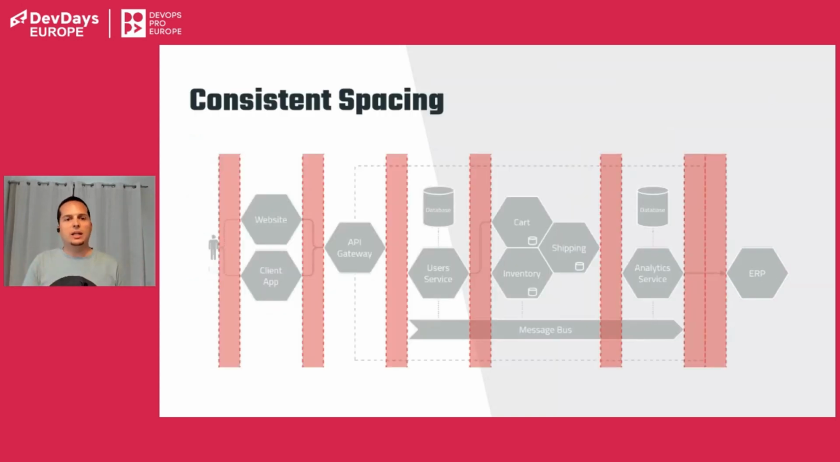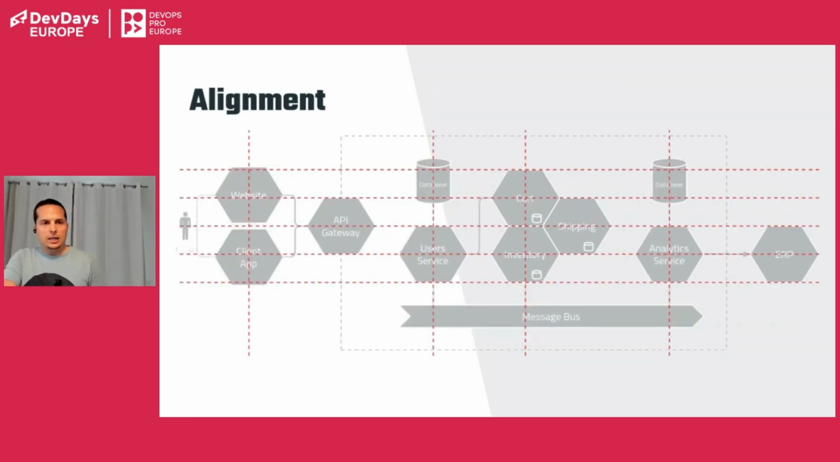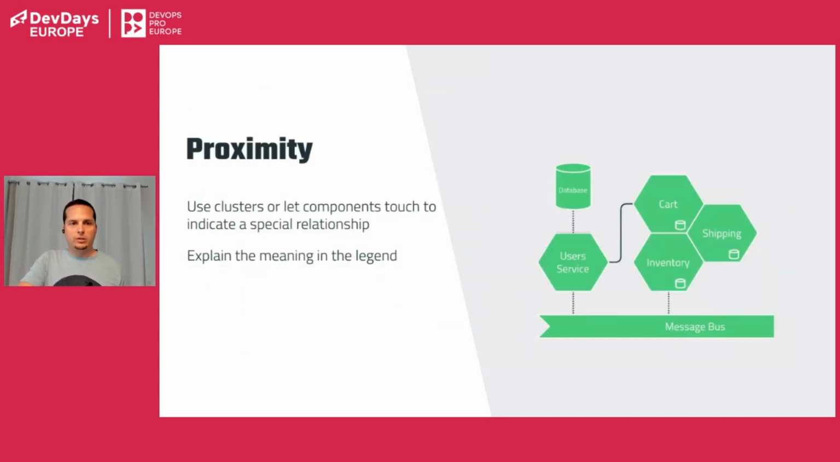Then we're diving a little bit into the guidelines for making it more visually appealing and more beautiful. I like to use consistent spacing, vertically and horizontally, I like to use the same space, and I like to align everything on a grid. You can also play around with the proximity of your shapes. Especially with these hexagons, you're able to build clusters.